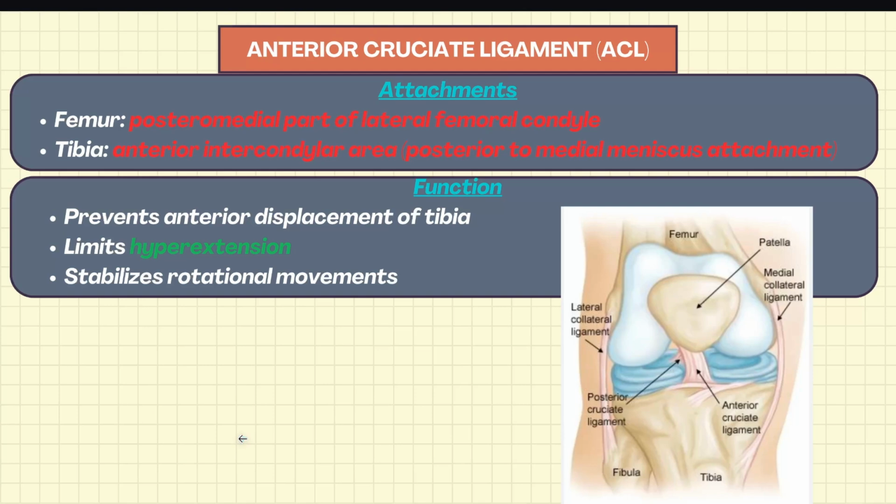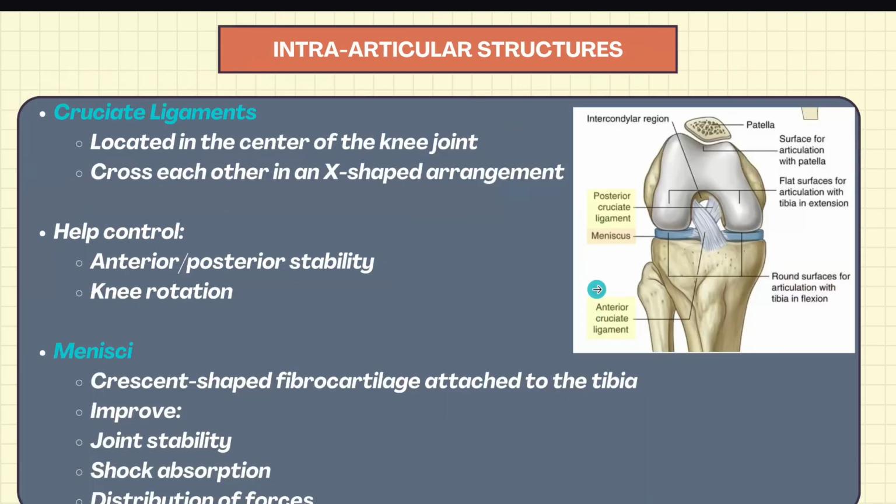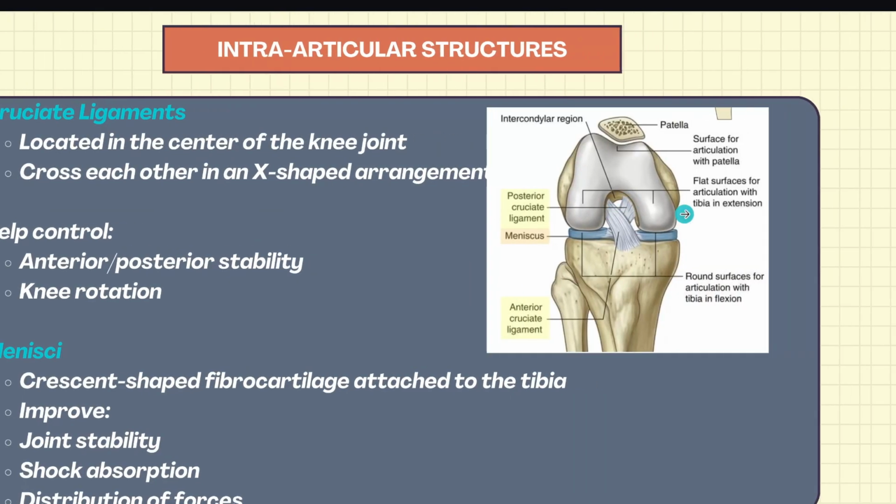Now, let's start talking about the cruciate ligaments, starting with the anterior cruciate ligament. Let's talk about its attachment first. It attaches to the posterior medial part of the lateral femoral condyle, and on the tibial side, it's the anterior intercondylar area. You need to memorize this, or even by looking at the picture over here, you can be able to tell.